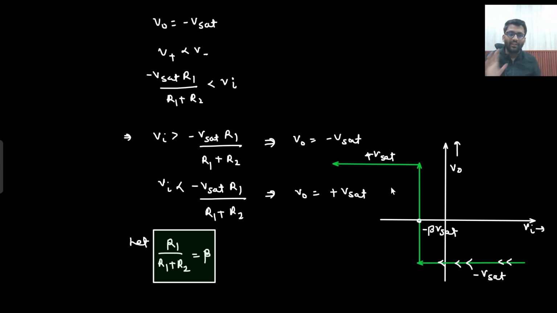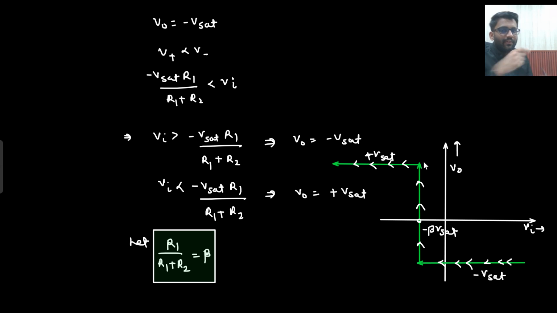So here what did you see? That for a higher value you are getting minus V set, but for a lower value you are getting plus V set. Initially you assumed your output to be minus V set, that means you are somewhere here. Then you kept on decreasing your input. After a certain threshold point, your output became plus V set. So this is the characteristic you are getting. Is that clear to you?